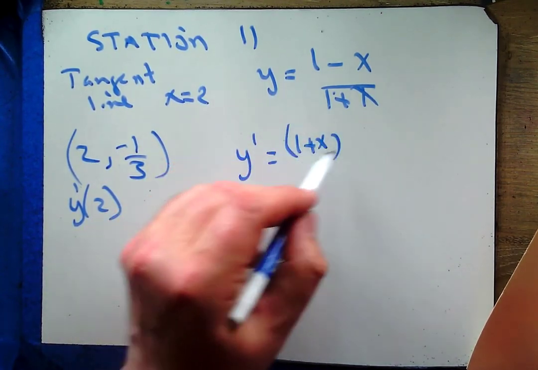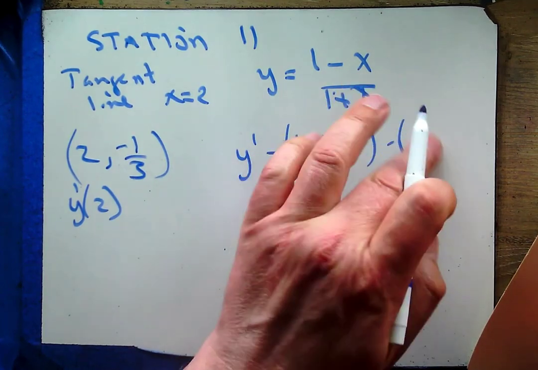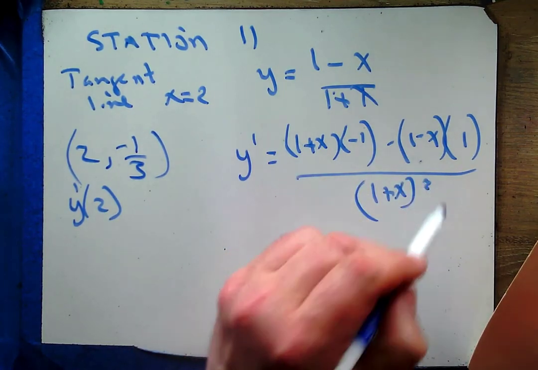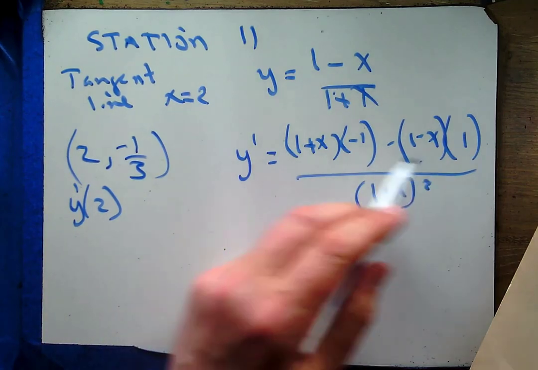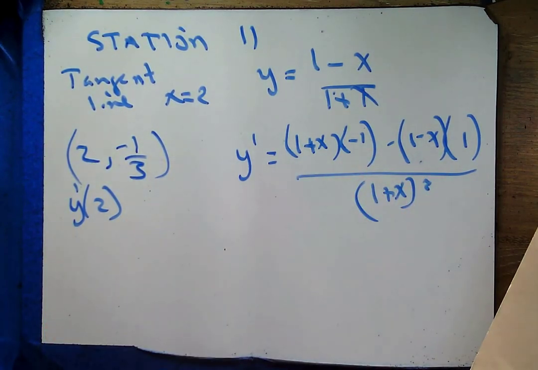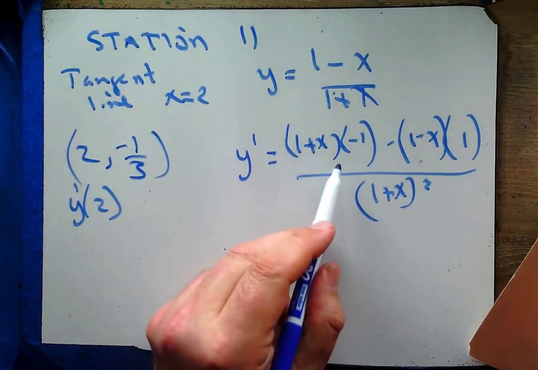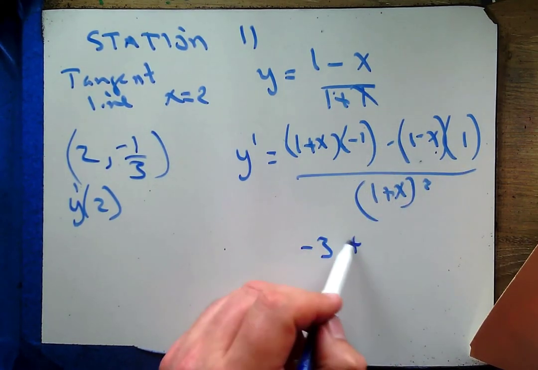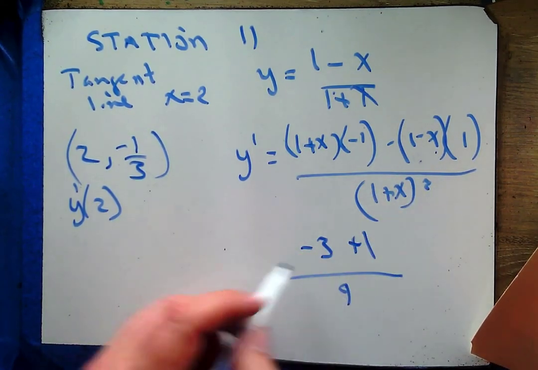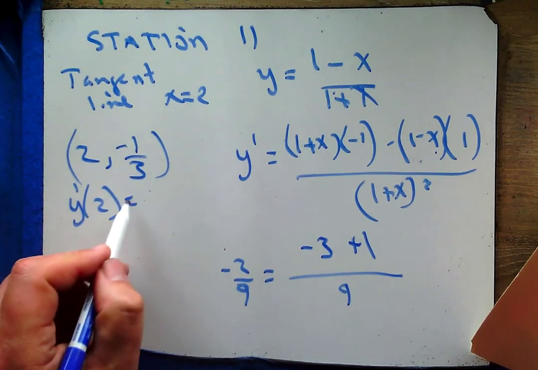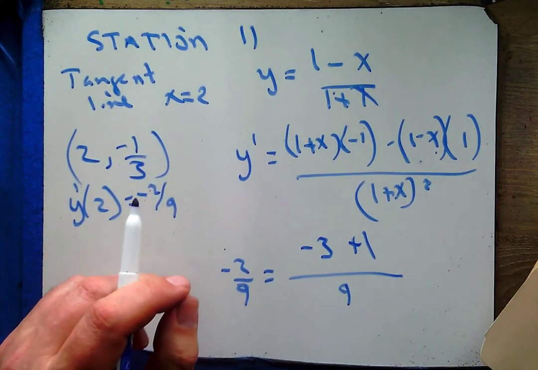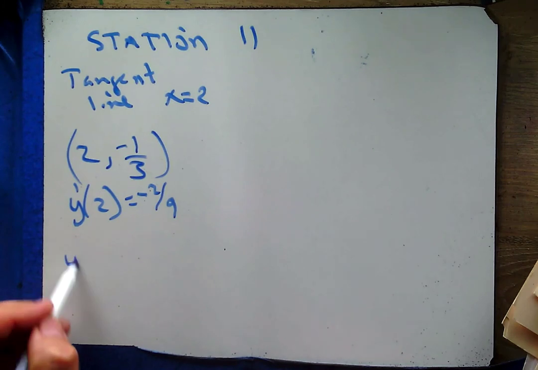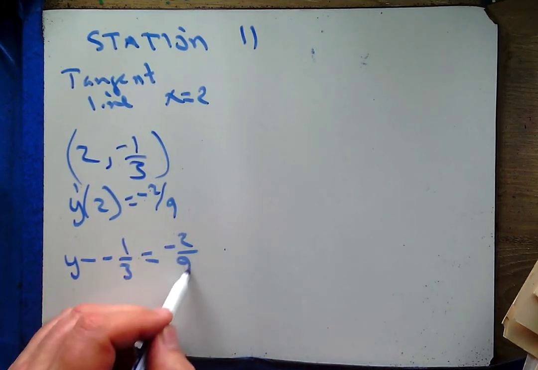Low d high minus high d low, over low squared, and that's y prime. Now, you can either tidy this up or just plug in your x's. So plug in 2 there: 1 minus 2 is negative 1, plus 1, over 3 squared. And so I end up with negative 2 ninths. Okay. Yes, correct. So now writing the equation of the tangent line, y minus 1/3 is negative 2 ninths times x minus 2.